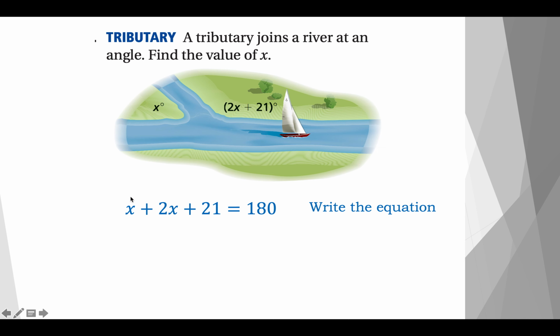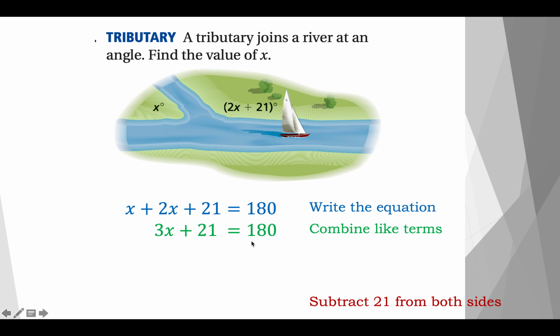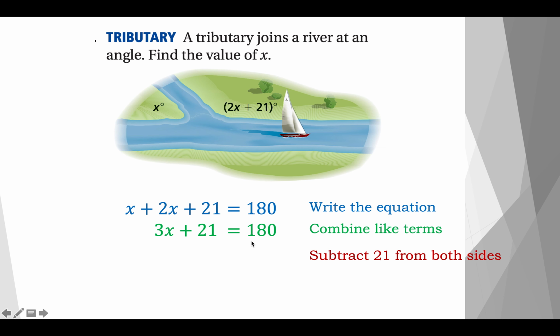Now this is not a two-step or one-step equation. It is multi-step equation. So you need to combine like terms to make it two-step or one-step equation. So when you combine like term, it will be 3x plus 21 equal 180. Now start solving, which is subtract 21 on both sides. So 3x equal 159. Then divide by 3 on both sides. So x equal 53.